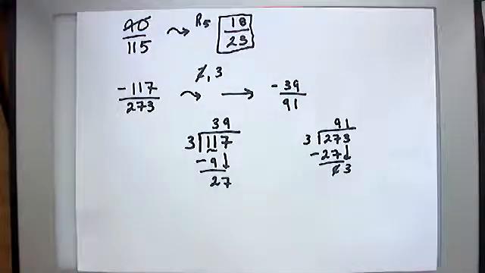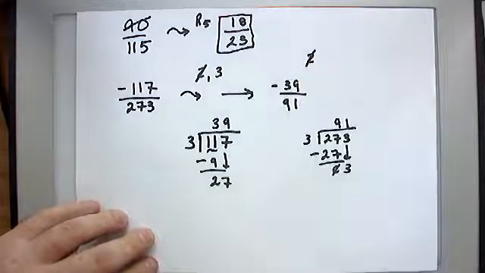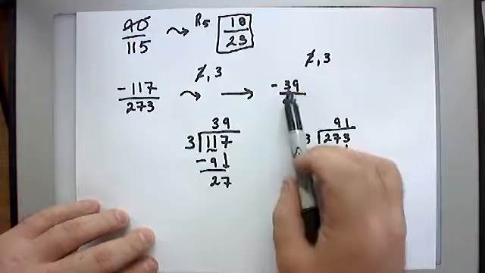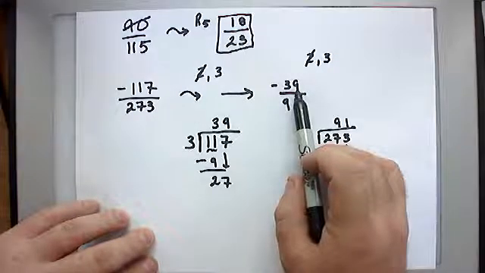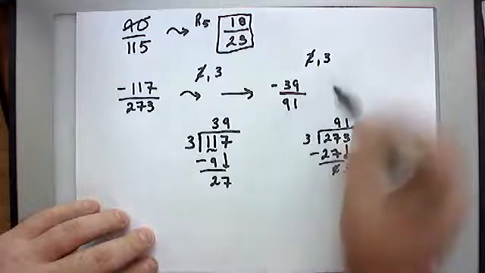And then you have to ask yourself, are you done? Because just because 39 and 91 look done doesn't mean they are. They may be, but they may not be. So let's go through the list here. Are they even? No. So 2 doesn't go in. Does 3 go in? Well, 3 goes into 39, right? Because 3 plus 9 is 12, but 9 plus 1 is 10. 3 does not go into 10, so 3 does not go in, so 3 is out.